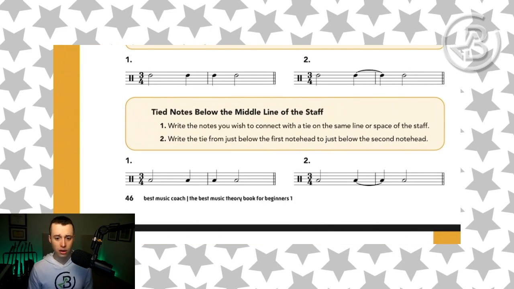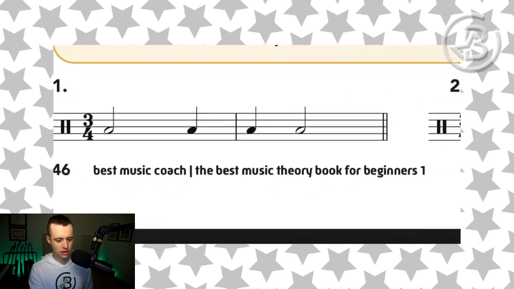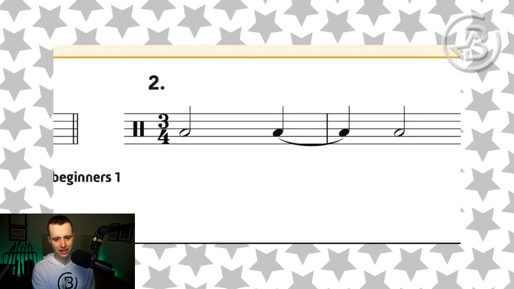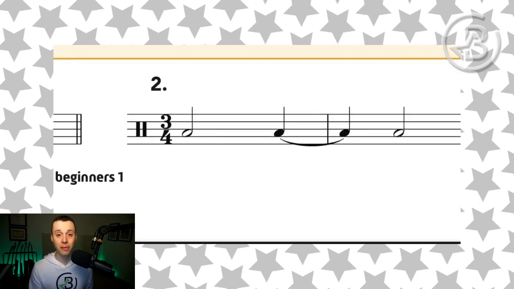Now, tied notes below the middle line of the staff, or tied notes below line 3, we're going to write the note heads you want to connect with a tie on the same line or space of the staff. Remember, you can only tie notes together when they're on the same line or space of the staff. Number 2, you're going to write the tie from just below the first note head to just below the second note head. So we can see, let's zoom in, right? We have 2 quarter notes connected with a tie from one measure to the next. And remember that in level 1, we're only ever going to be tying from one measure to the next. We're not going to be tying notes in the same measure.